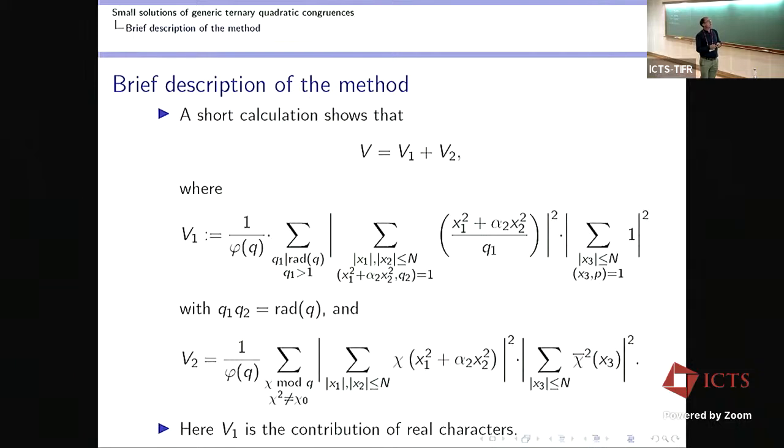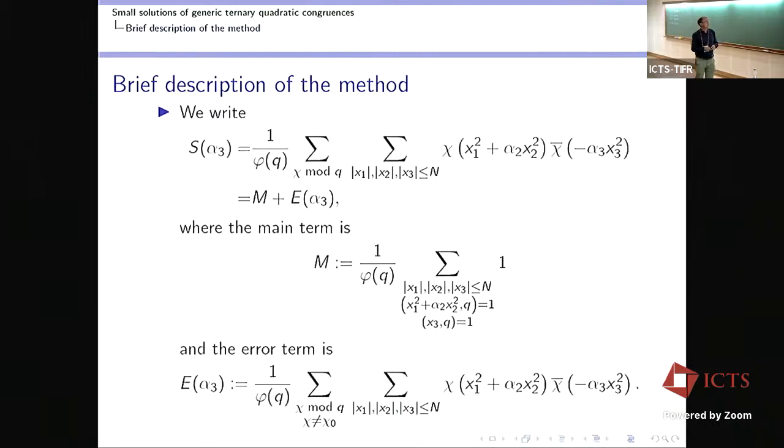Good, so when you look at the error term, you see there are two cases. You can pull out chi bar minus alpha 3, and you need to consider chi bar of x3 squared. So that becomes chi bar squared of x3. So there are two cases: when chi bar squared is the principal character and when it's a non-principal character. So we need to divide our sum according to whether chi bar squared is the principal character or not.